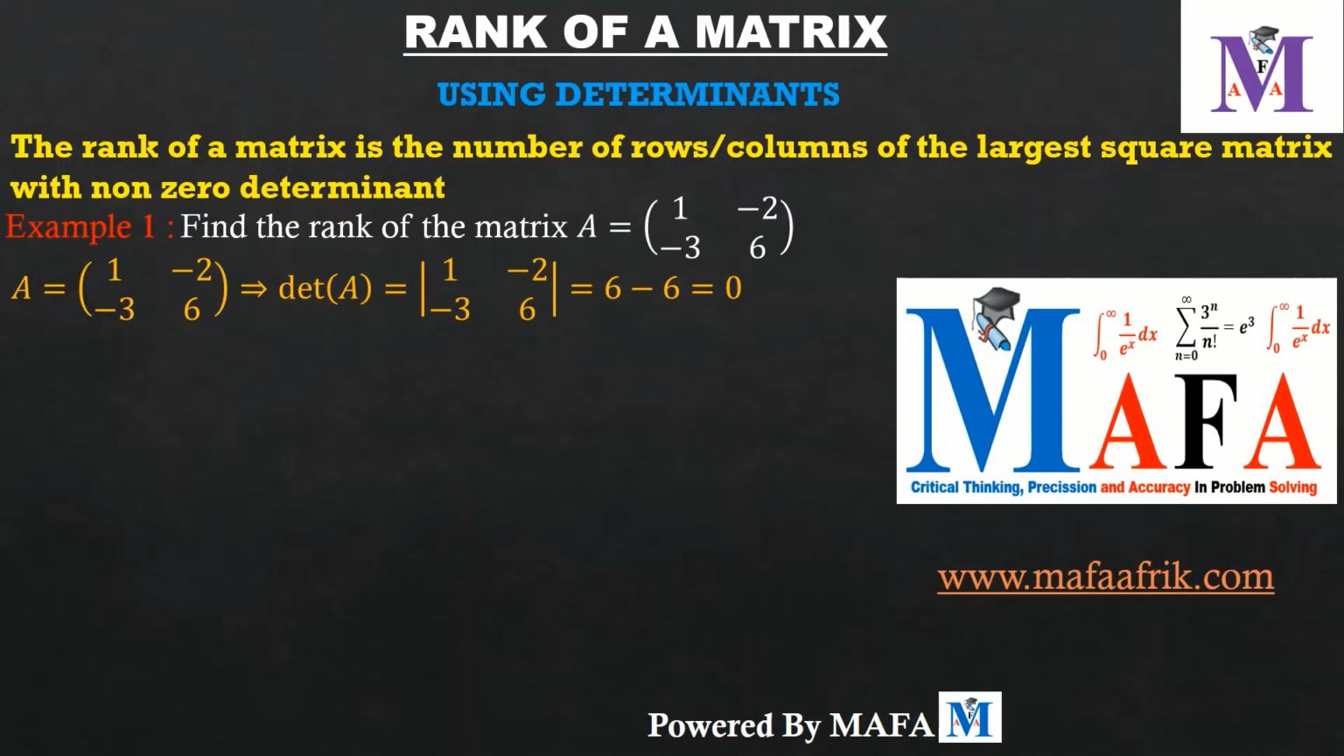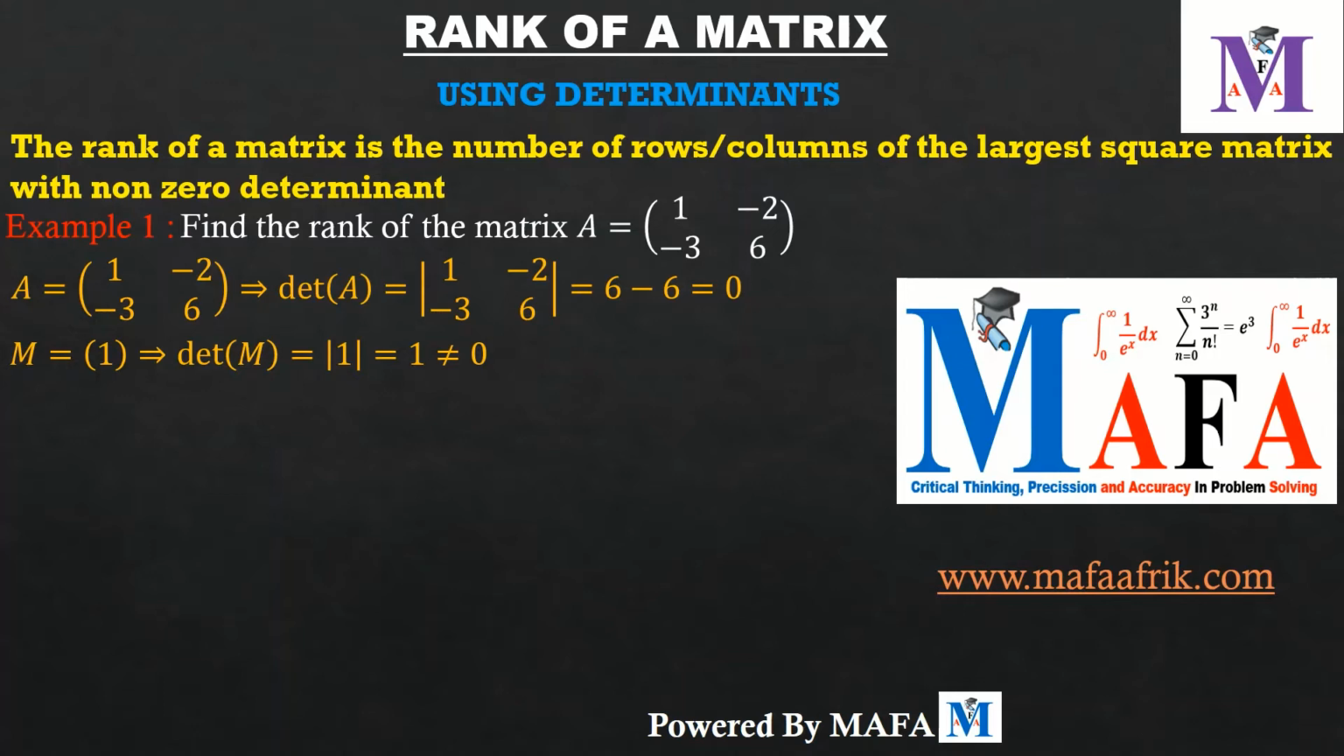Then the rank of that matrix will give you the number of rows or the number of columns of the largest square matrix with non-zero determinant. Now this is our largest square matrix, but the determinant is 0, so we need to look for another square matrix, and you know that for a square matrix, the number of rows and the number of columns are the same. Now originally we have a 2 by 2 matrix, so the only next largest square matrix that we can obtain here is a 1 by 1 matrix, which is just an entry. So maybe if we take M, our new matrix, to be the entry 1, we can take the entry -2 or -3 or 6. It all depends on you.